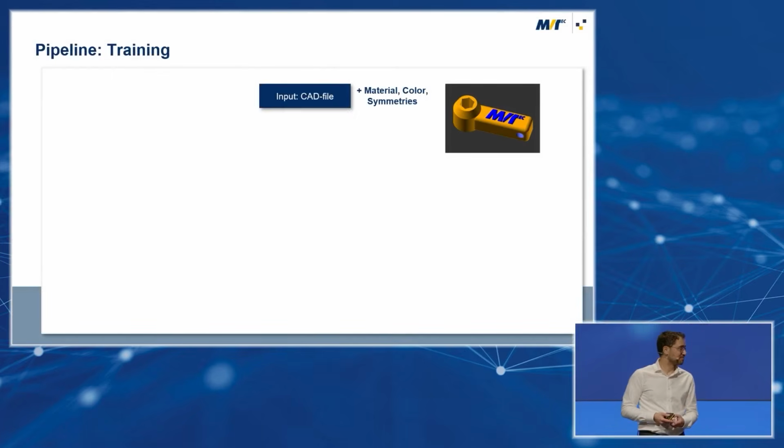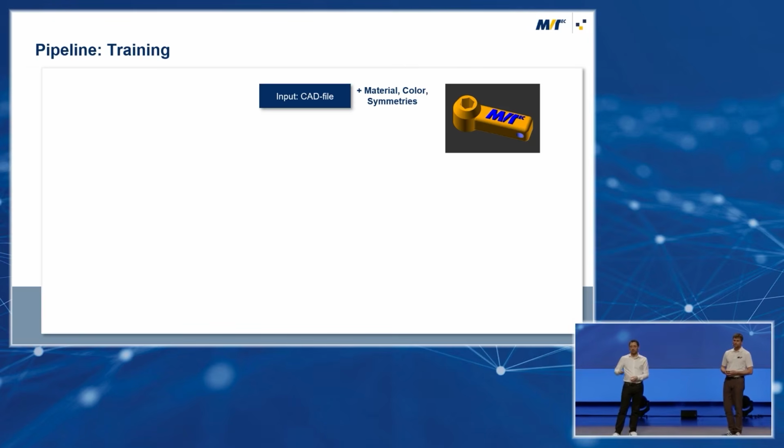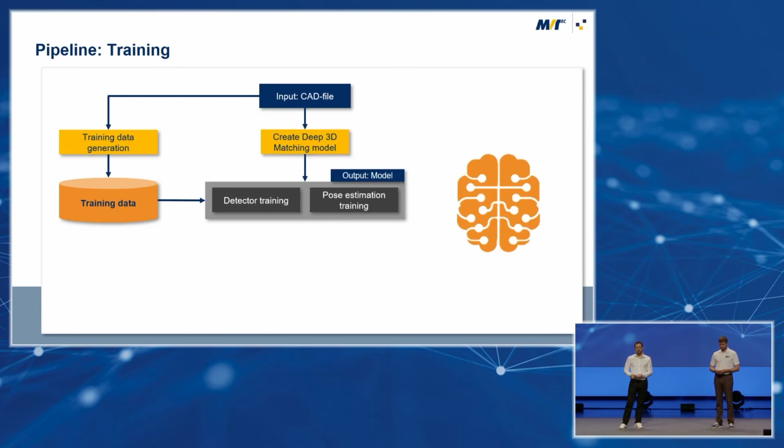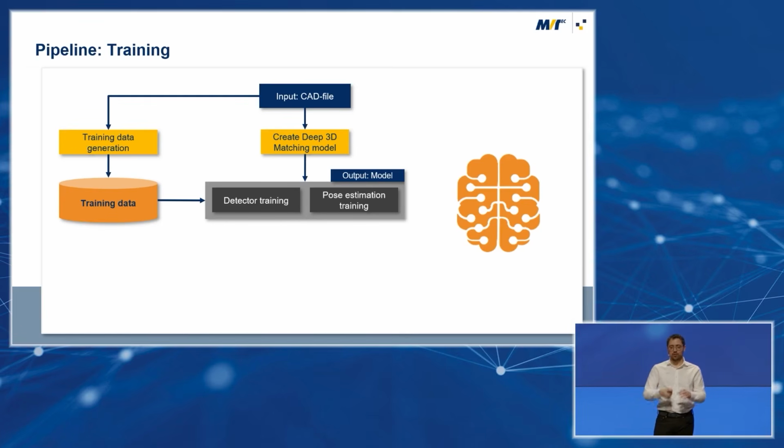All right. Let's have a quick look at the final training pipeline, what's actually happening. You need the CAD file, we need the surface characteristics, we need the potential symmetries. We run this through the synthetic training generation pipeline. We get 50,000 training images, and we use all that information to train two networks: an object detection network that finds rectangles in images, and the pose estimation network that estimates the rotation of the object in one of these boxes. That's the training part.